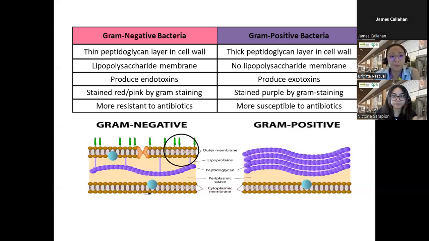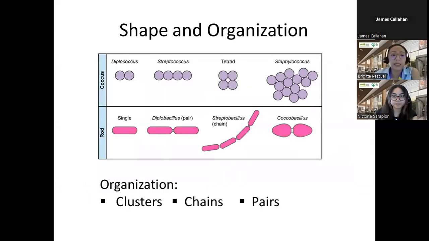Shape and organization. There are many shapes and organization patterns among bacteria. Basic shapes include spherical coccus or cocci, rod-shaped bacillus or bacilli, and spiral. Within the long-term care environment, the most commonly encountered and important bacteria are your rods and cocci.